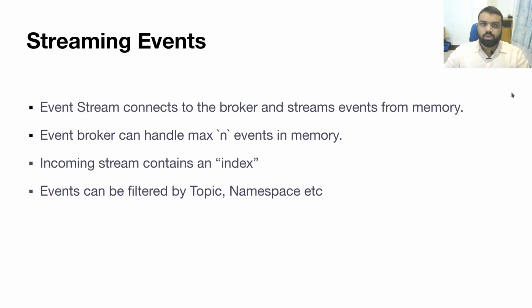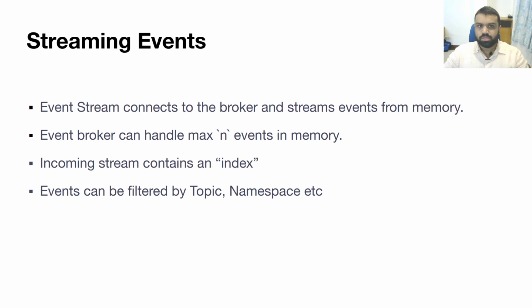Now that we know an event is a JSON object, a stream of events is similar. It's a collection of these JSON objects separated by newlines. These are called NDJSON objects, or newline delimited JSON objects. When you connect to an event stream, all of these events are coming from an event broker. This event broker stores these events in memory, and Nomad by default stores up to the last 100 events in memory. If you wish to tweak this configuration, you can do that by changing the event broker properties in the Nomad server config stanza.